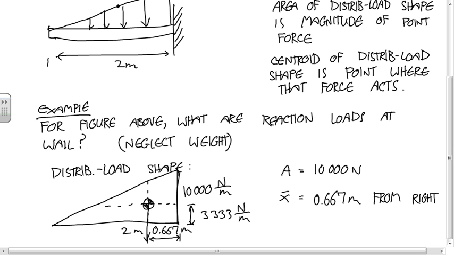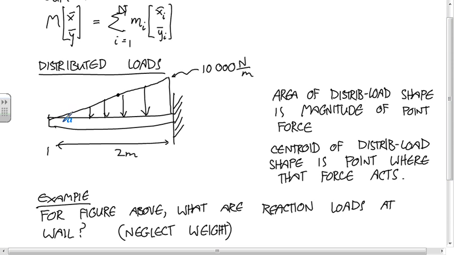So now to fill out the table, we have to choose a coordinate system. I guess I'll choose the origin here, and I'll also choose that to be the about point.